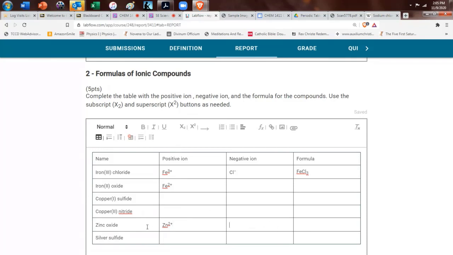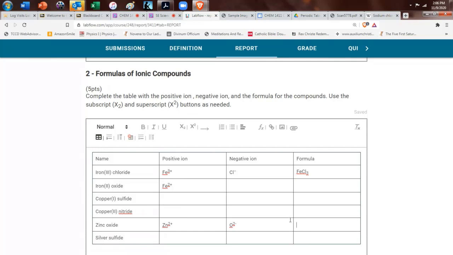But yeah, so let's say zinc is Zn2 plus, and you have oxide, right? Oxide is just oxygen, 2 minus charge. In this case, if the charges are the same, you've got a 2 plus and a 2 minus, you don't have to crisscross.